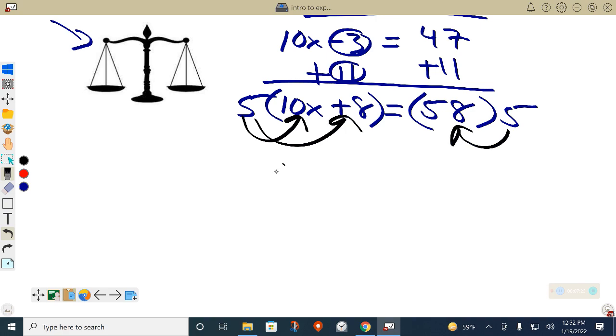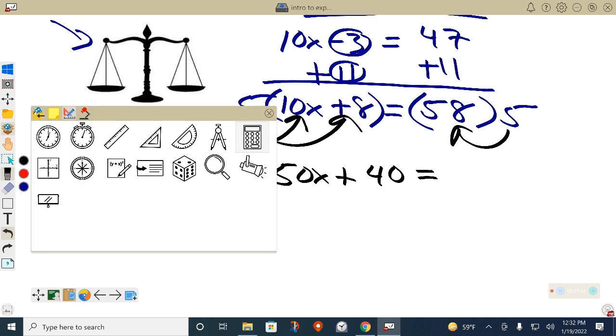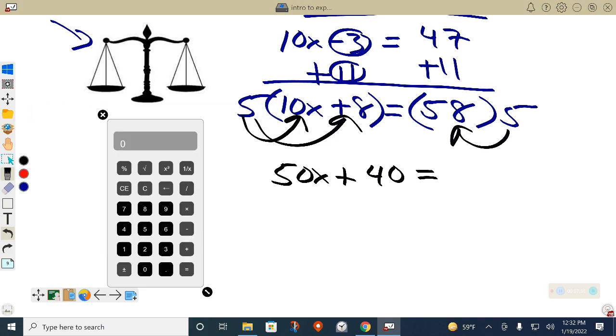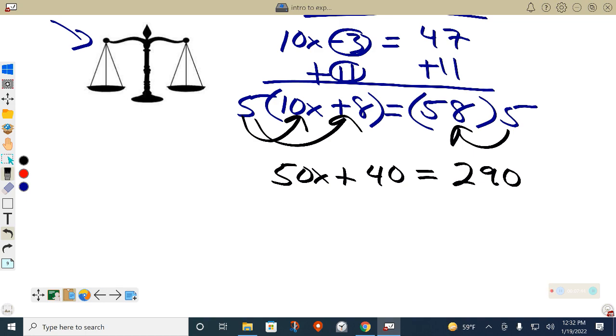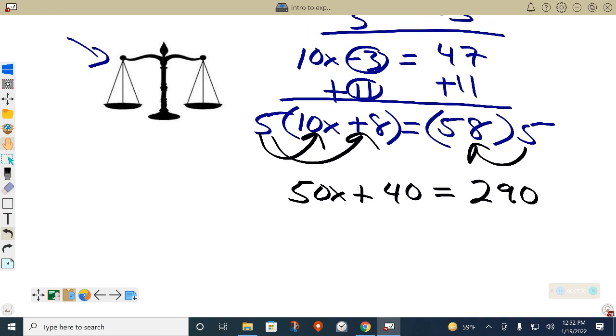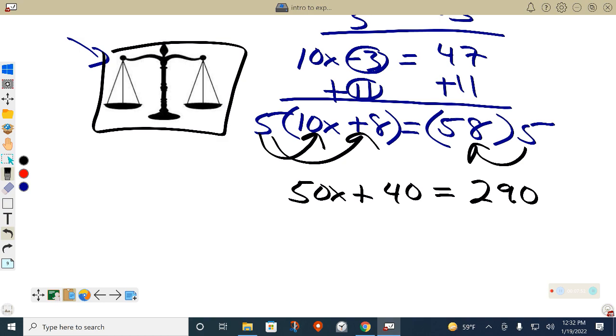I got 50x plus 5 times 8 is 40. 58 times 5 is 290. So the point I'm trying to make is that you can do whatever you want to both sides of an equation so long as you do it to both sides.